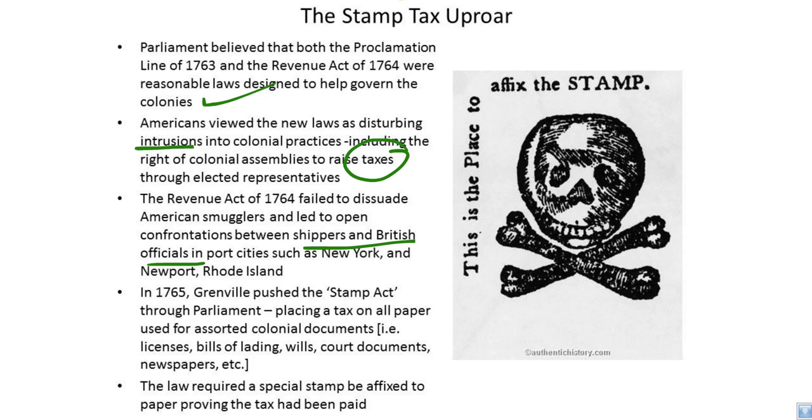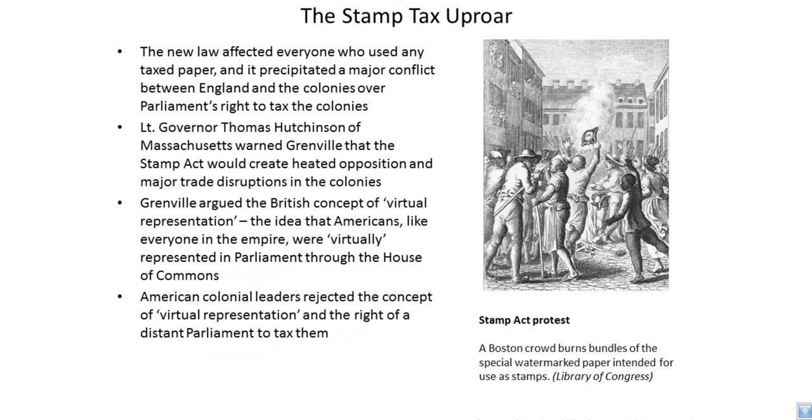Americans viewed the new laws as disturbing intrusions into colonial practices, including the right of colonial assemblies to raise taxes through elected representatives. The Revenue Act of 1764 failed to dissuade American smugglers and led to open confrontations between shippers and British officials in port cities such as New York, Newport, and Rhode Island.